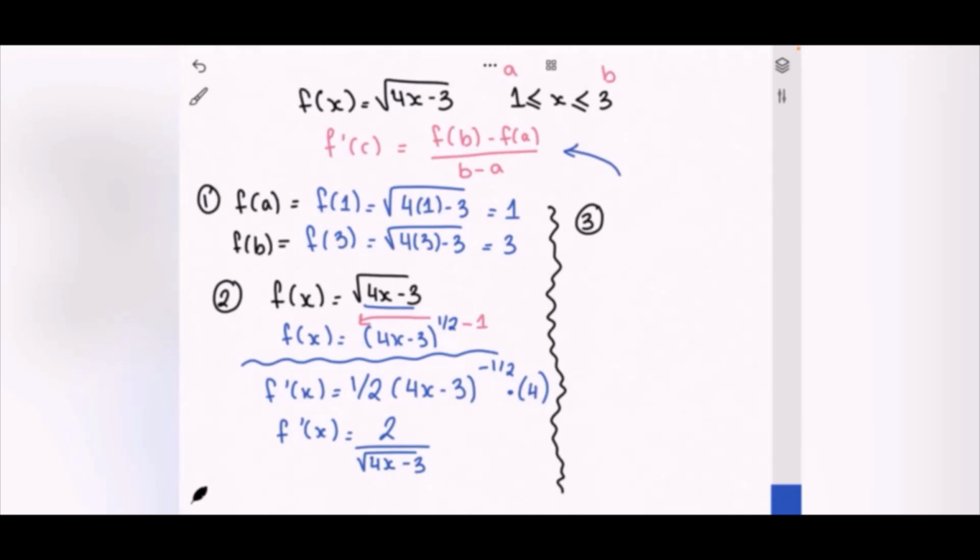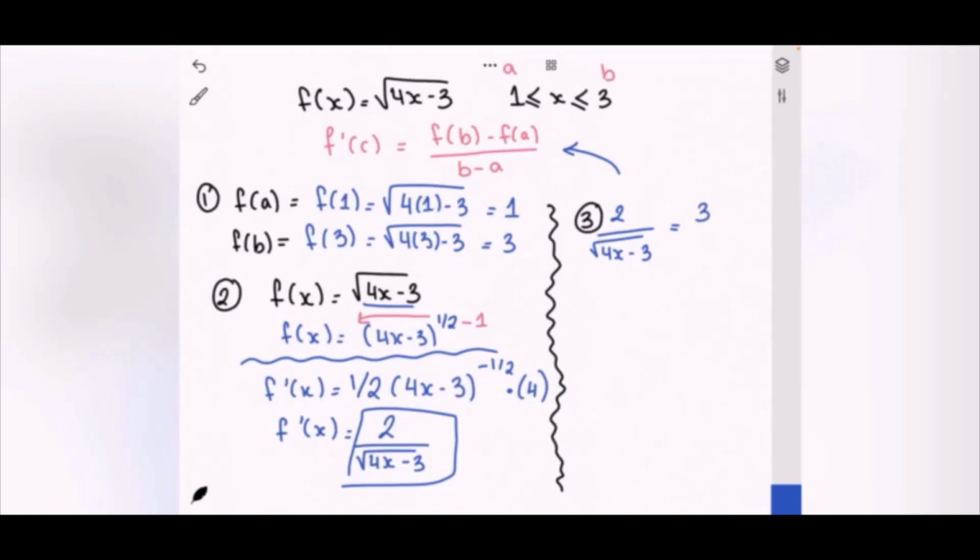So f prime of c is this one. So we're going to write 2 over square root of 4x minus 3 is equal to f of b, which is 3, and f of a, which is 1, over b minus a. So 3 minus 1 over b is 3 and a is 1, so 3 minus 1. So we're going to have 2 over square root of 4x minus 3 is equal to 1.